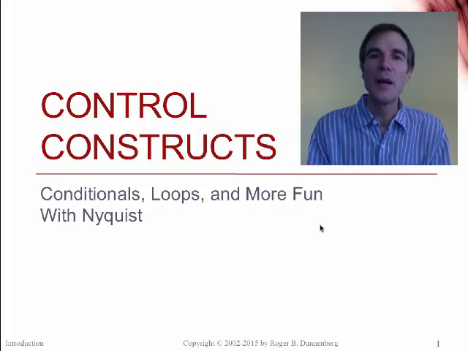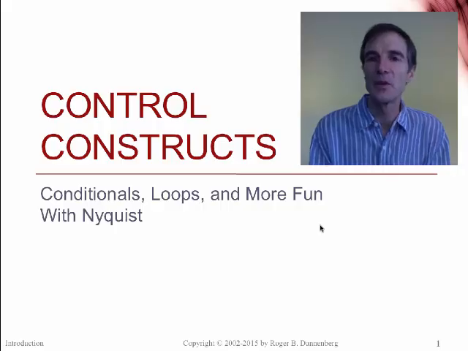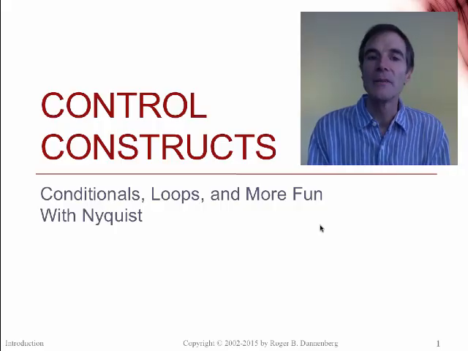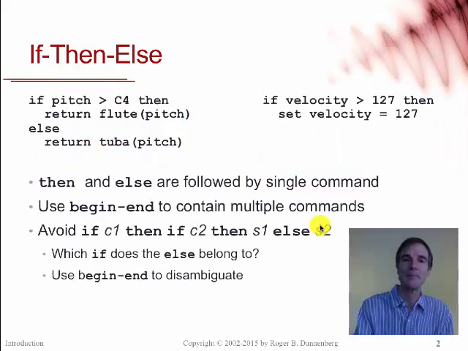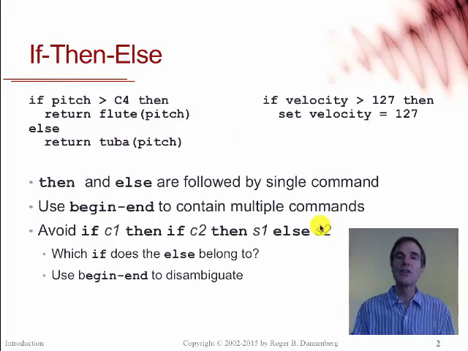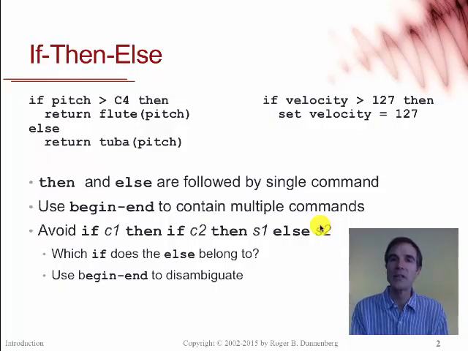We're going to wrap up our introduction to Nyquist by talking about control constructs, including conditionals and loops. So let's start with conditionals. This should be pretty familiar from other languages. The if-then-else statement allows you to evaluate a condition and execute one statement or another.